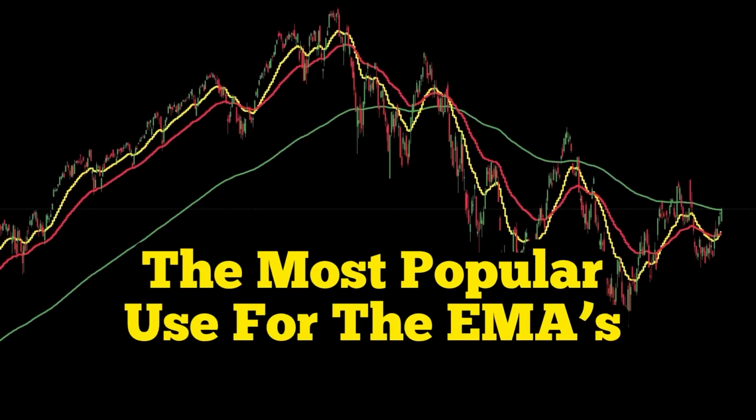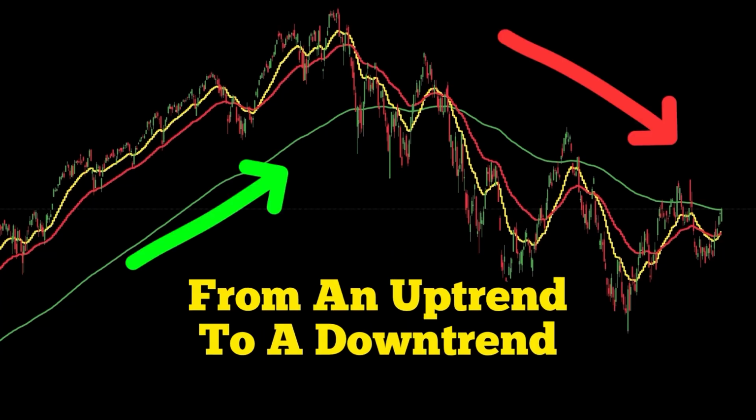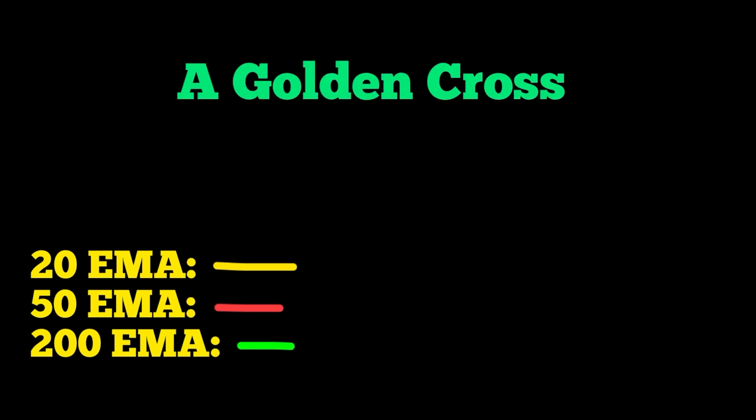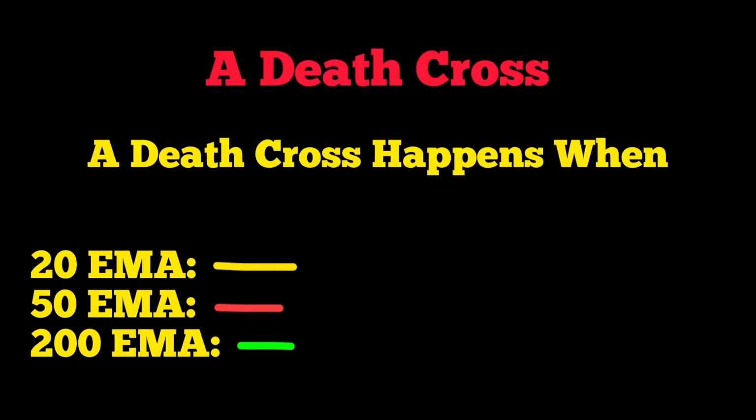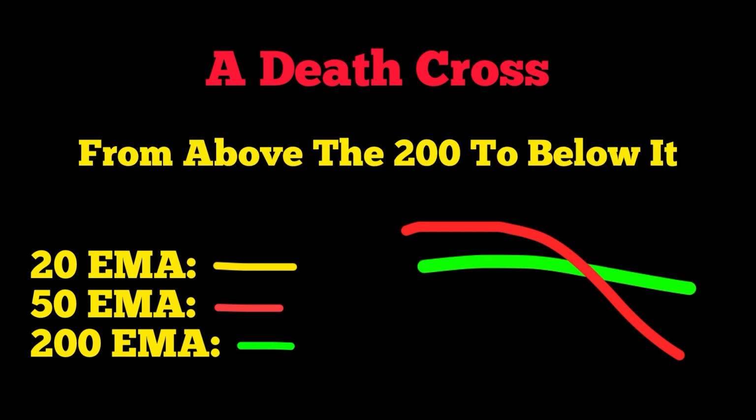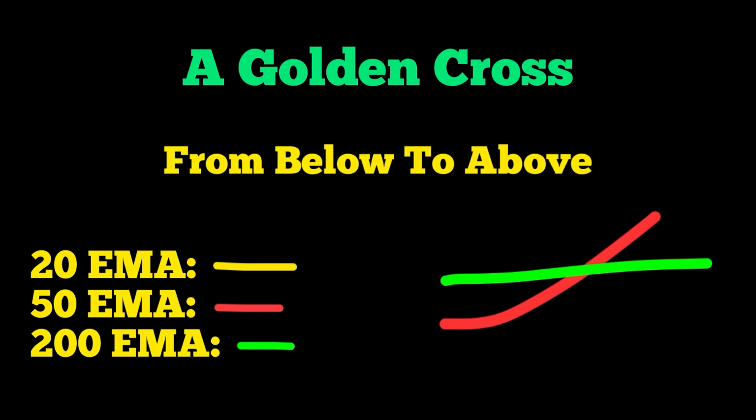The most popular use for the EMAs is to spot trend reversals. A reversal is a trend change from an uptrend to a downtrend or vice versa. To find these reversals, you can look for 2 things, a golden cross or a death cross. A death cross happens when the 50-day EMA crosses over the 200-day EMA from above the 200 to below it. A golden cross is when the 50-day EMA crosses the 200 EMA from below to above.